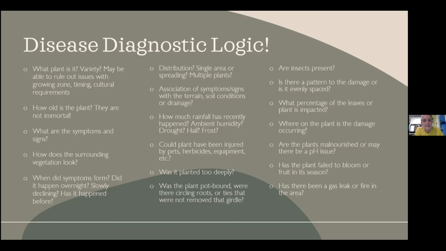Association of symptoms and signs with the terrain, soil conditions, or drainage. Certain diseases or conditions in plants are more prevalent when other environmental conditions are there. So this time of year, if I see a lot of canopy dieback and dead trees and the soil is really waterlogged, I might start looking for a root rot pathogen that likes waterlogged soil. Is there a lot of maybe humidity and it's been real cold out? That might be a really good environment for certain pathogens. Terrain is important. That soil compaction element could be something abiotic, right? So make a note of that.